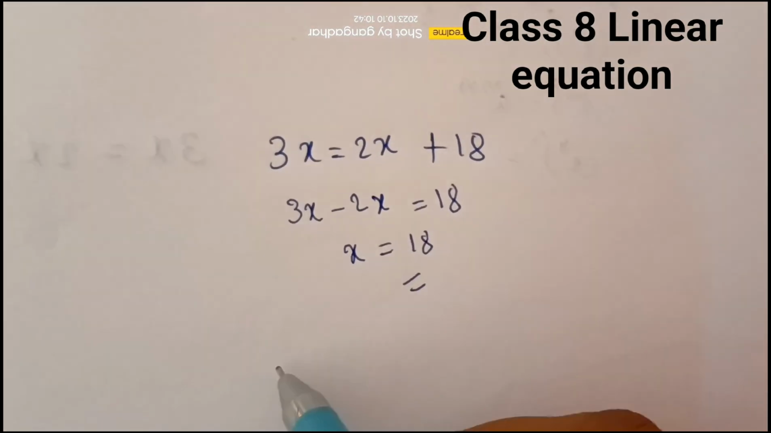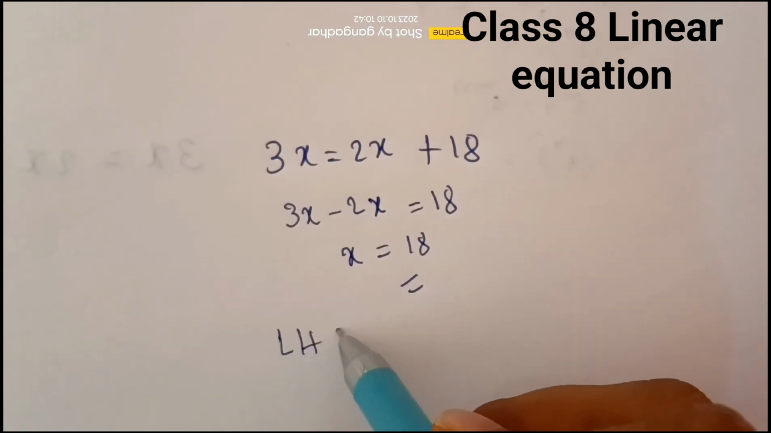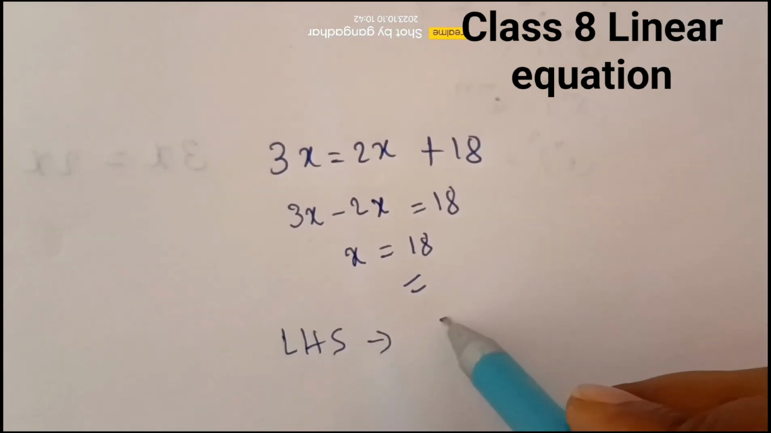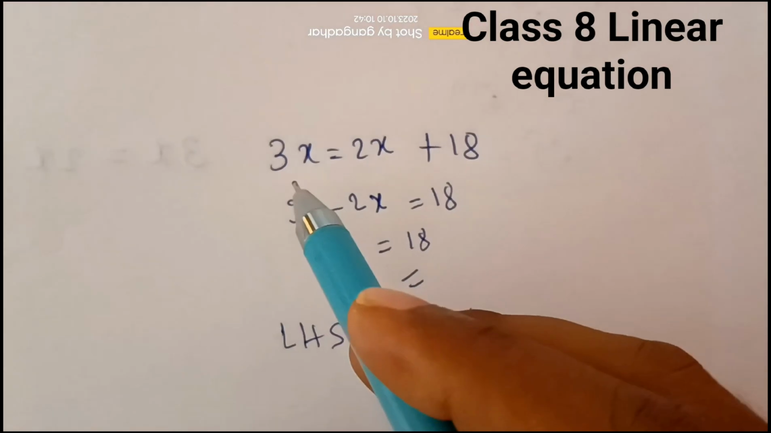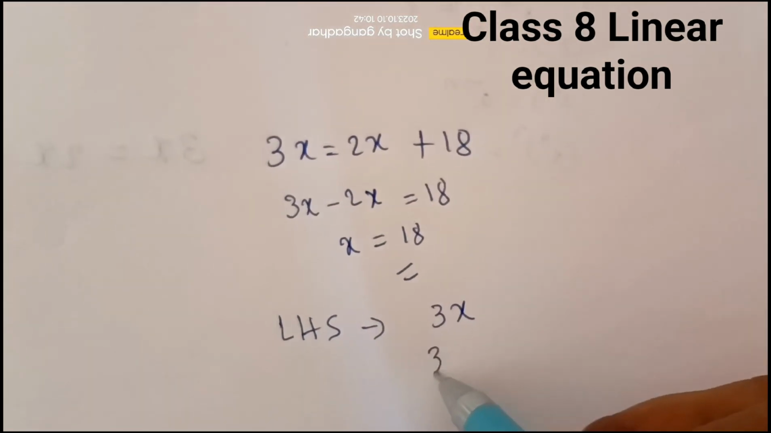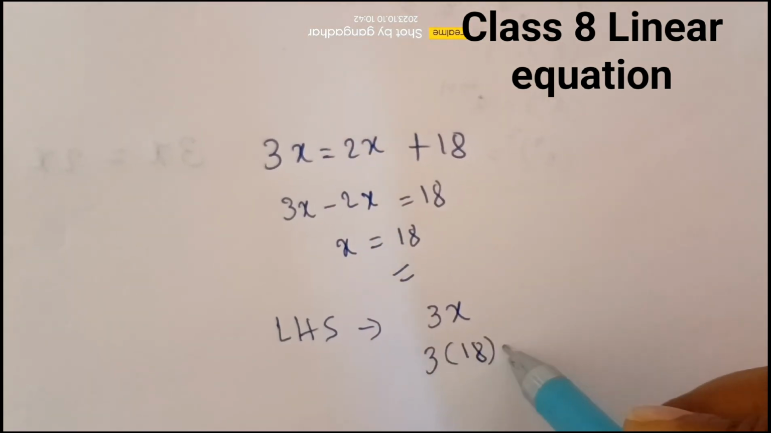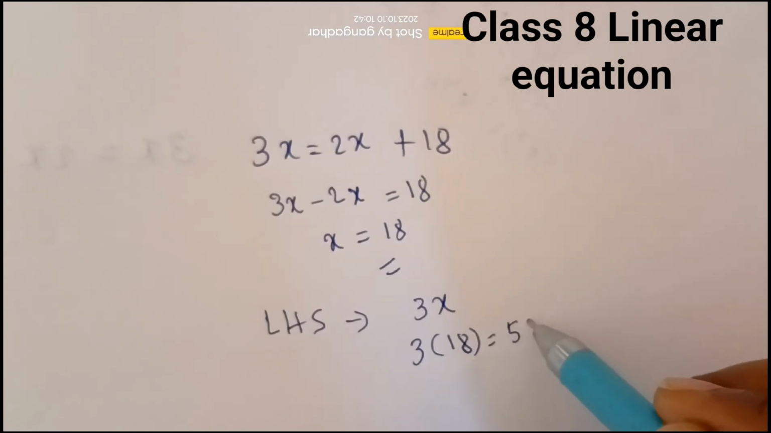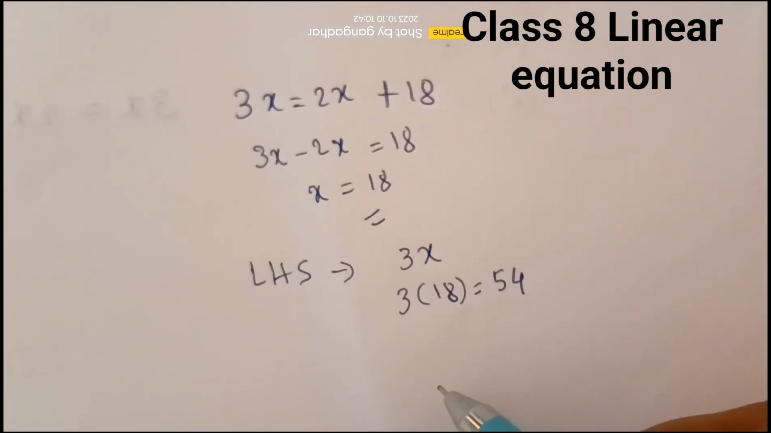We have to check the result. Take LHS, 3 times x. Put the value of x in LHS: 3 times 18. We get 3 18s are 54. Now take RHS.